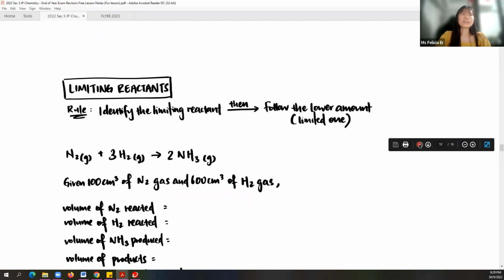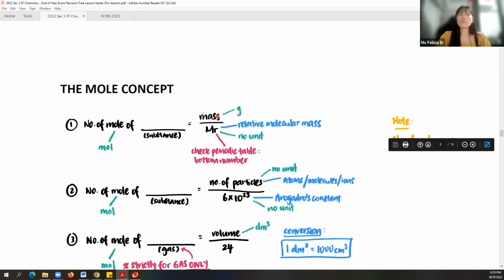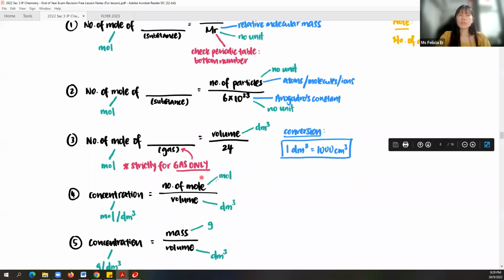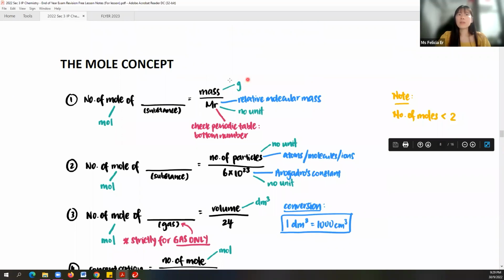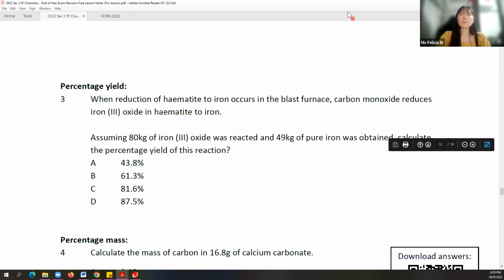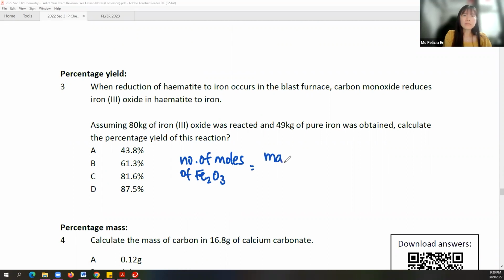Since the numerator is 49 kg, that means you should use this value to do your step 1. So what is step 1 again? Step 1 is find the number of moles using formula 1 or 4. Since they give you mass, you should use formula number 1, because formula number 1 has mass, but formula number 4 doesn't. Remember to change the mass to grams. Can you do that now? Step 1, find the number of moles of iron(III) oxide, which is Fe2O3. Do it now. You press your calculator.